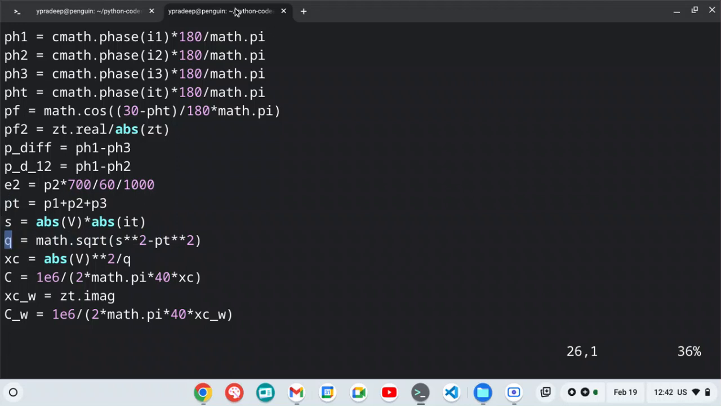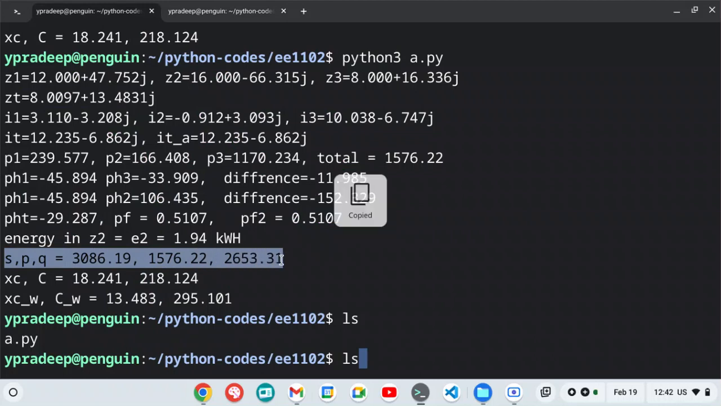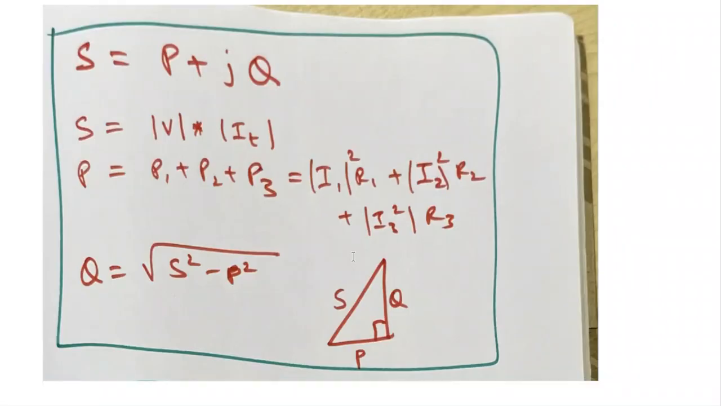So let me just show you that in the results part. Here you can see this line. The total apparent power is 3086 volt amperes, whereas 1576 is the active part of it and 2653 is the reactive part of it. So these two are 90 degrees with each other, and this is a kind of right angle triangle. So now I got this 2653. Now let me go back to the diagram.